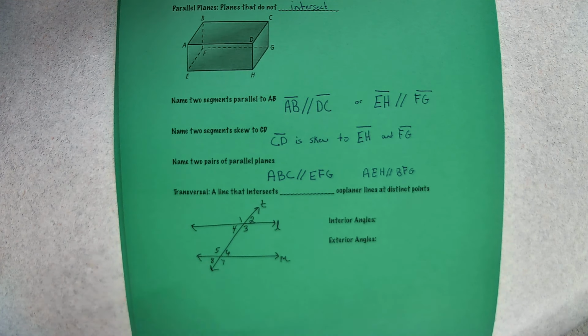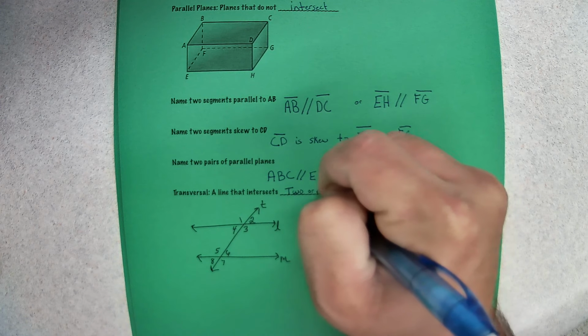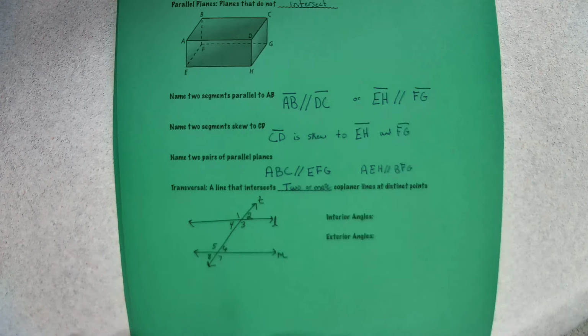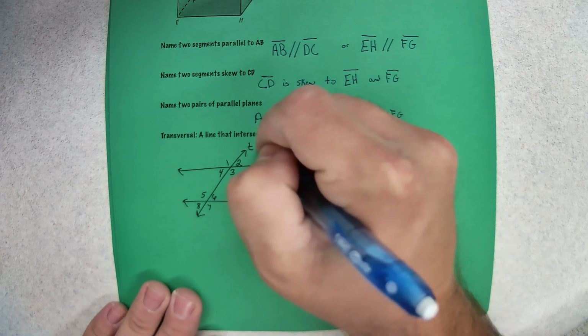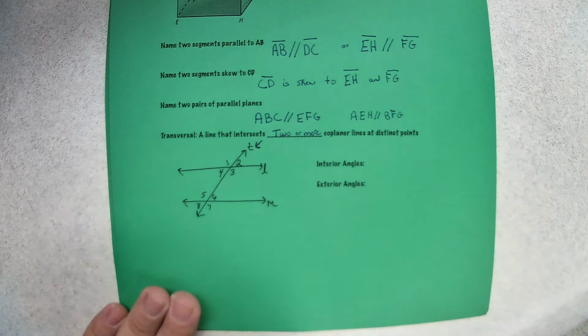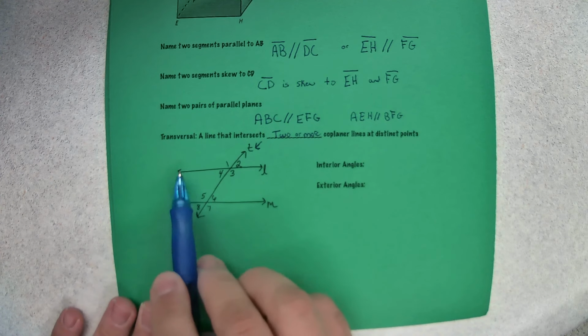All right, another type of line that we're going to look at is called a transversal. A transversal is a line that intersects 2 or more coplanar lines at distinct points. So if I look at this image right here, our transversal is this right here. We'll draw an arrow to that. That's the transversal. This line T. So we have 2 lines and a transversal.